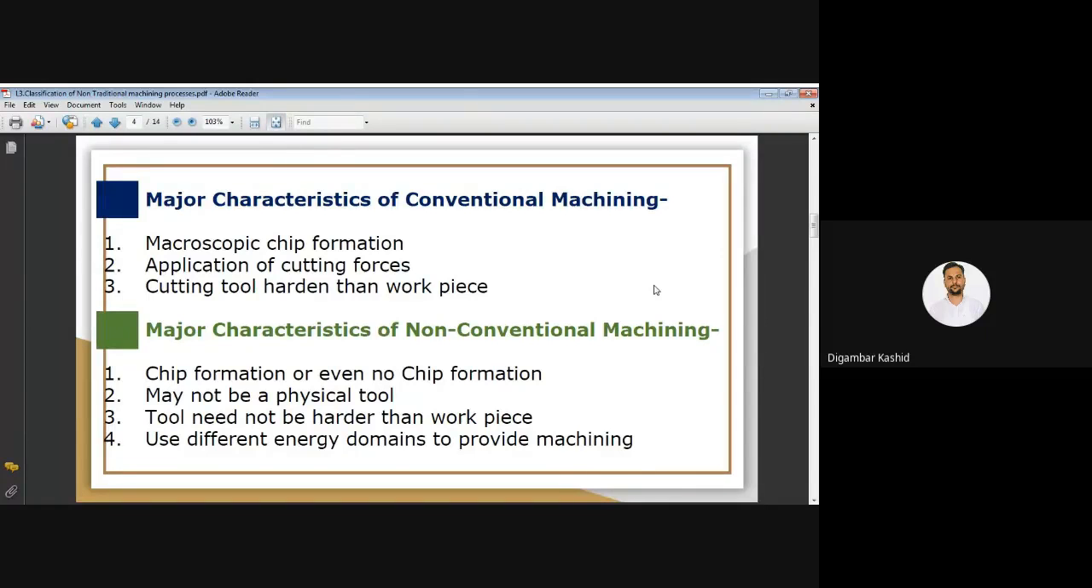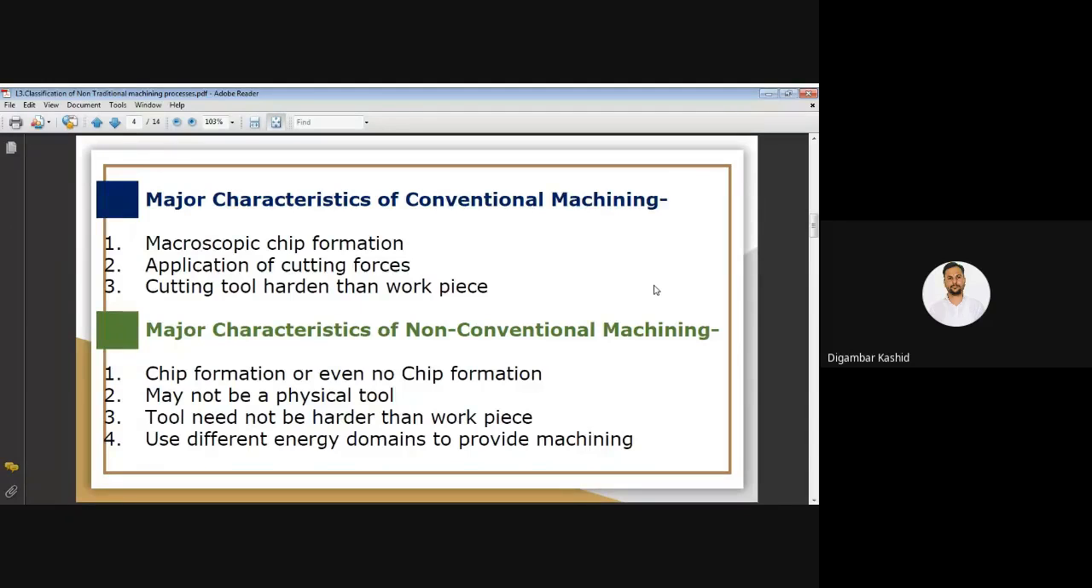The characteristics of conventional machining, or we can call it traditional machining. The first is microscopic chip formation. As we have observed many times, while doing a machining operation using conventional machining, we get microscopic chip formation. Whatever is removed from the workpiece is in the form of microscopic chips.